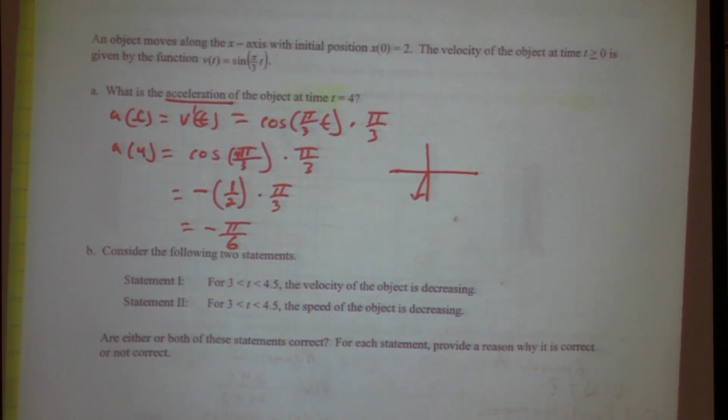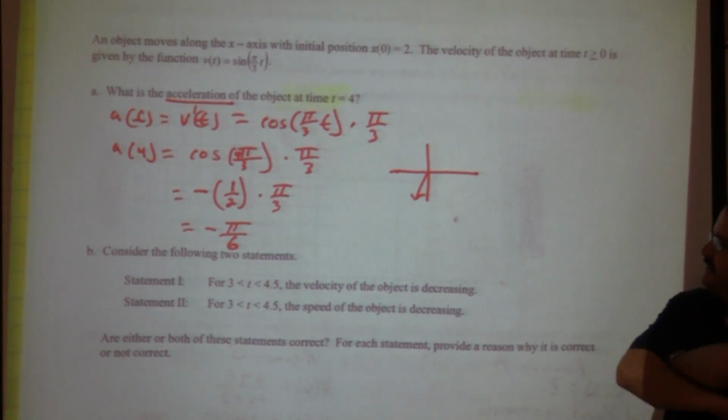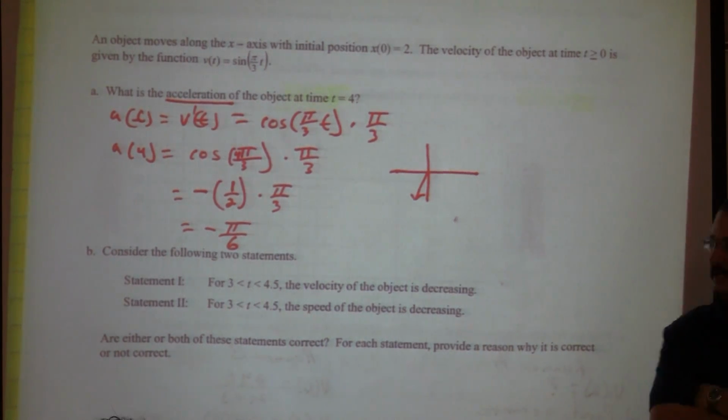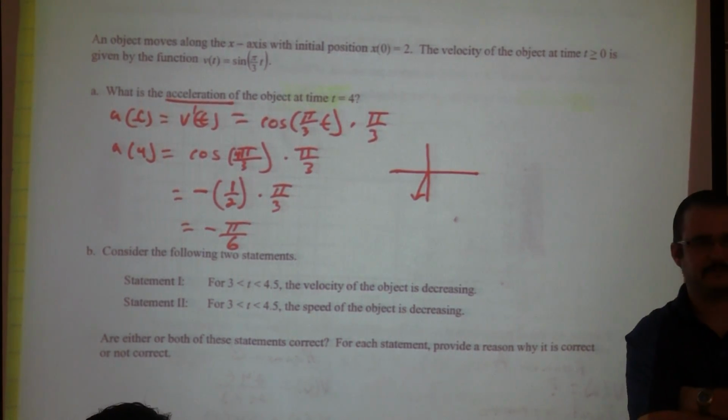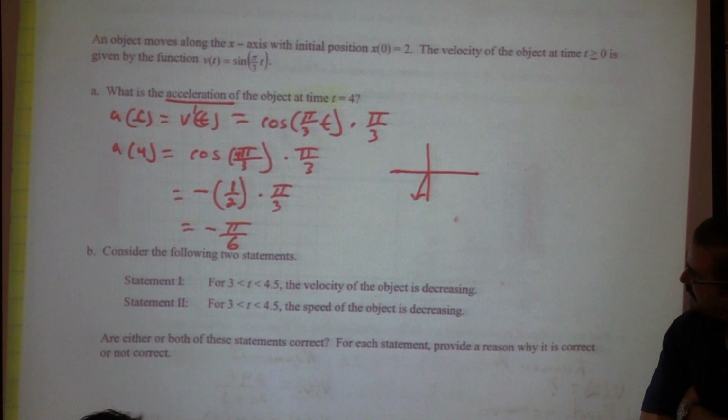Too easy? So what does that describe about the velocity? What could you tell me about the velocity at t equals 4? It's decreasing, right? Okay, good. That's it, right? Could we say anything about the position? No, not based off of its acceleration.